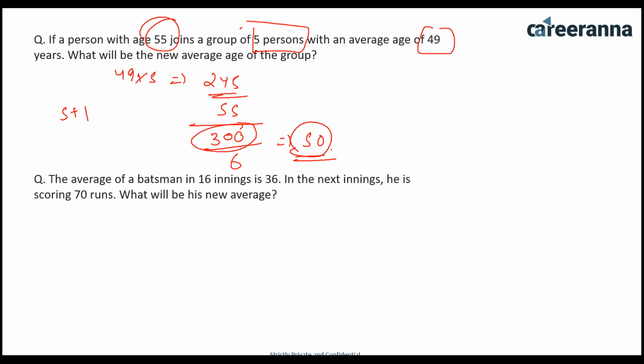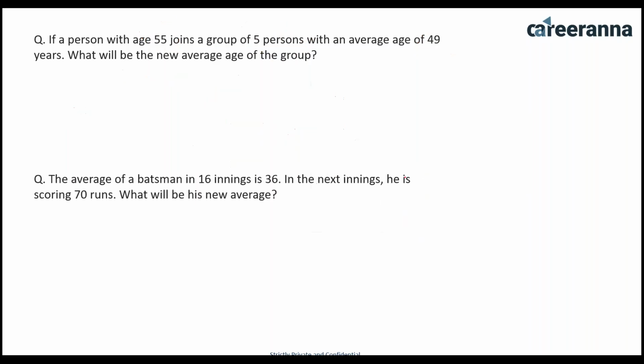If you find this method easy, you can do it like this. And if there are 5 people, you have to understand my thought process. Let me tell you how I think about this question. I see a number, 55, of a new person. 5 persons are here, average is 49. Now if I get a new person, I have to distribute this age among everyone, right?